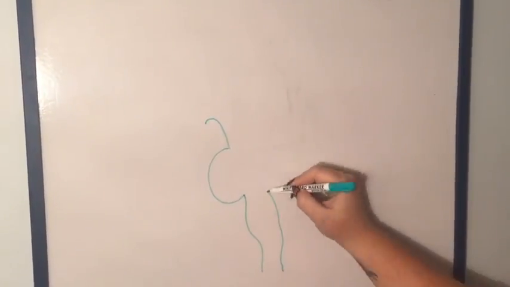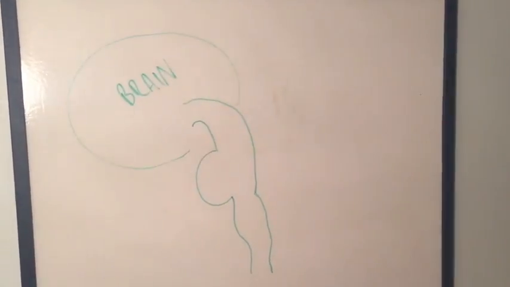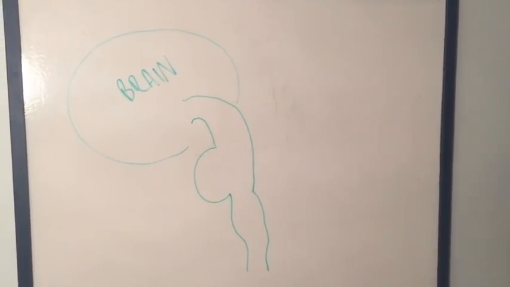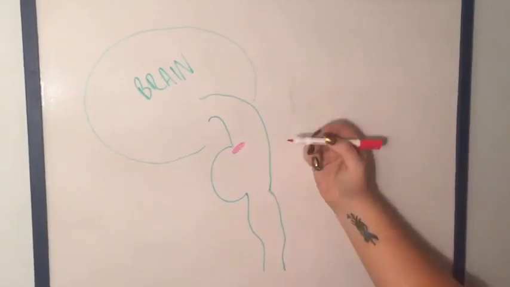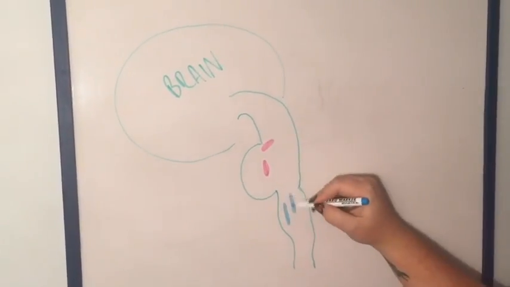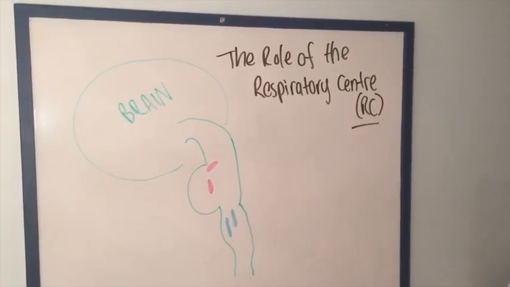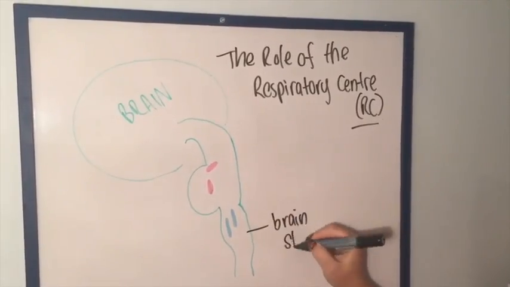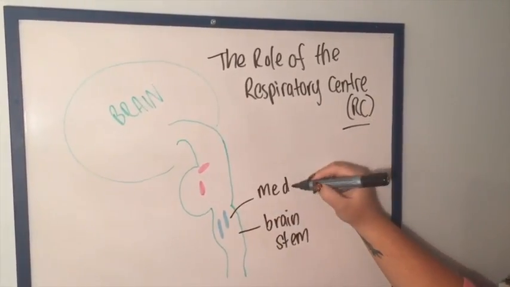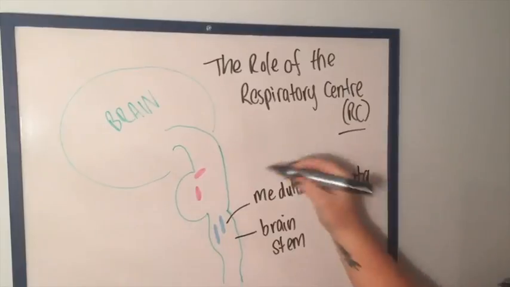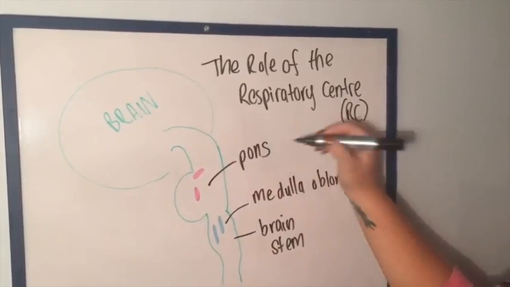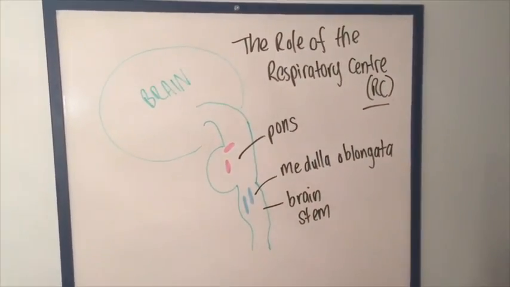The role of the respiratory center. So I'm just drawing up a rough diagram of the respiratory centers. That way we can use it as a visual tool, which will help us identify and label the different parts. Okay, so the components that you need to be able to identify are the medulla oblongata and also the pons, which are a part of the brainstem. And together, as a whole, they make up the respiratory center.